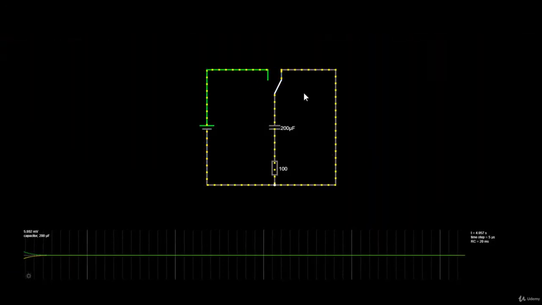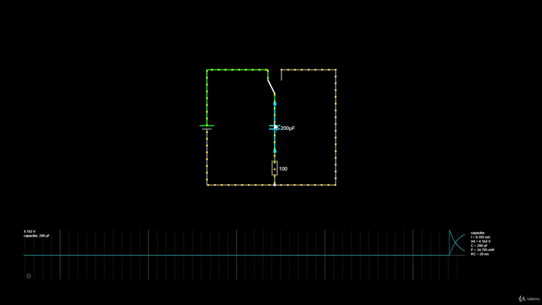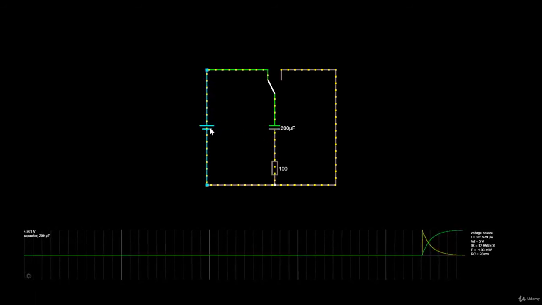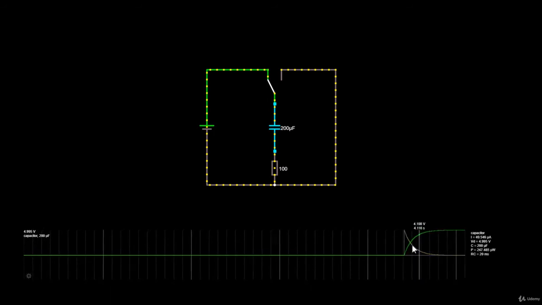Do you remember this circuit? Of course you do. So when I hit the switch, there will be a current flowing in this path, but a DC current will flow only until the capacitor is charged up and the voltage across the capacitor will be equal to the voltage of the battery. Let me stop the simulator so that our voltage and current graph will stop moving.